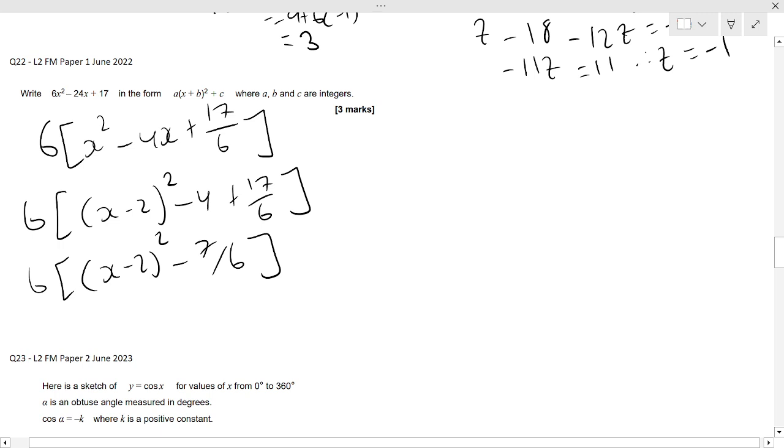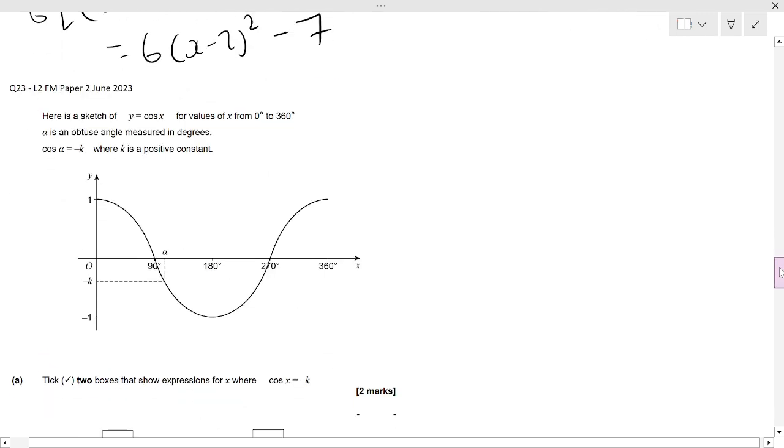Now let's just bring the 6 back in. So let's times it all by 6. Let's do 6 lots of x minus 2 squared, minus 7 over 6 times 6 is just minus 7. And there we are. We've got it in this form here, where everything's an integer. Cool. So that's just complete the square. Okay. Make sure you know how to do that.